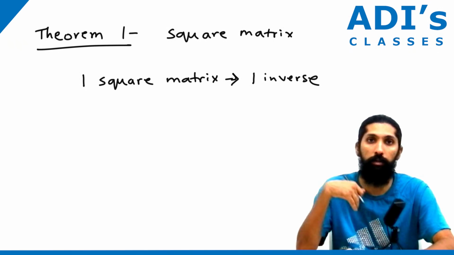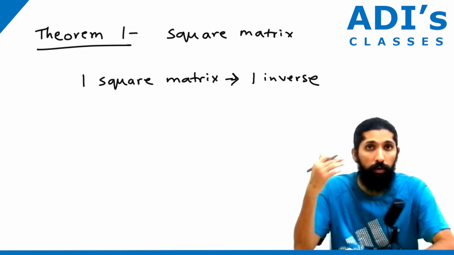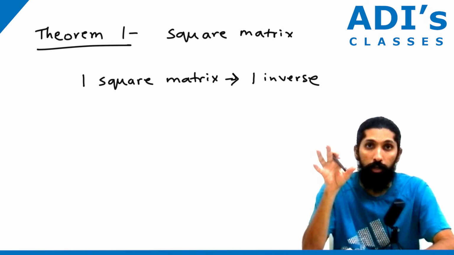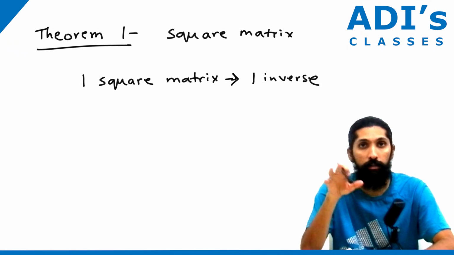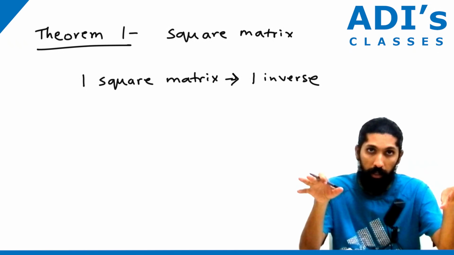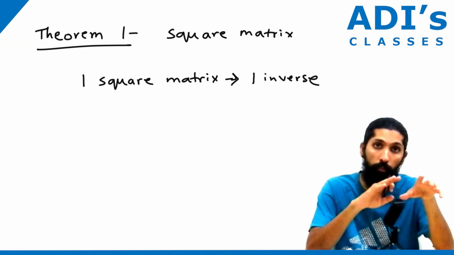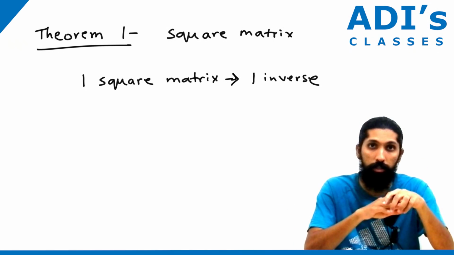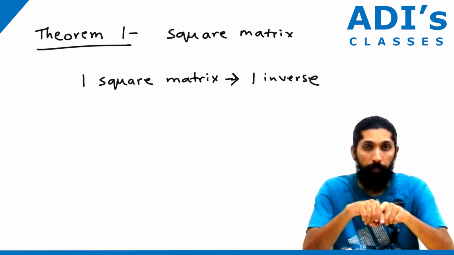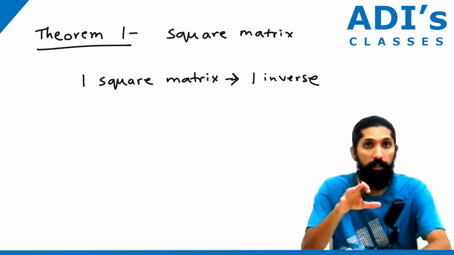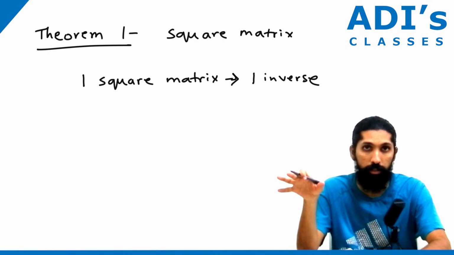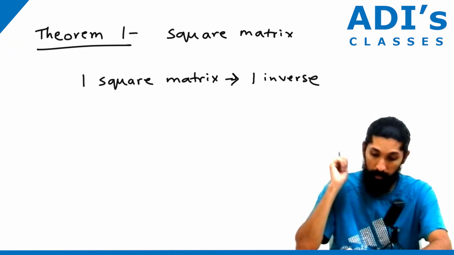Anyway, you don't have the complete proof of this one, but it's more of a logical thing. It's like when you have one element in the domain, one element of the domain has one image in the range. Only one, unique. So likewise, a matrix will have one inverse. Clear? This is the first one.